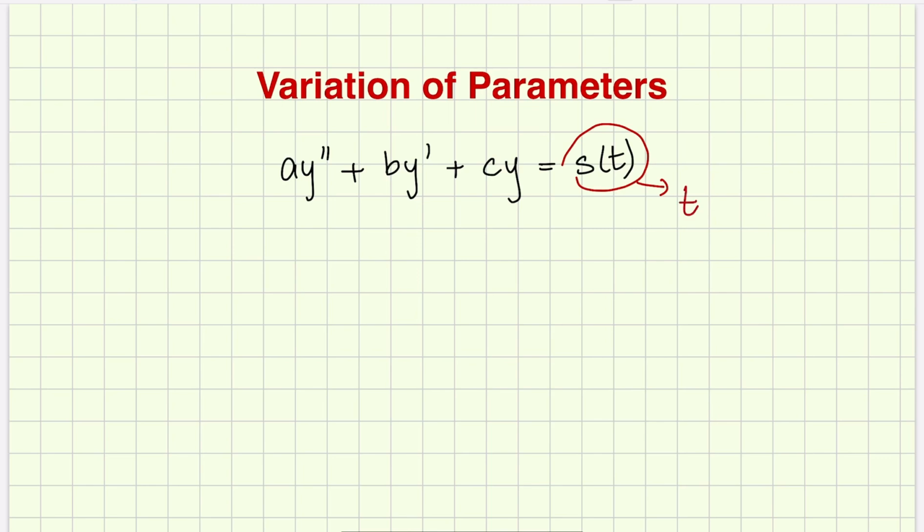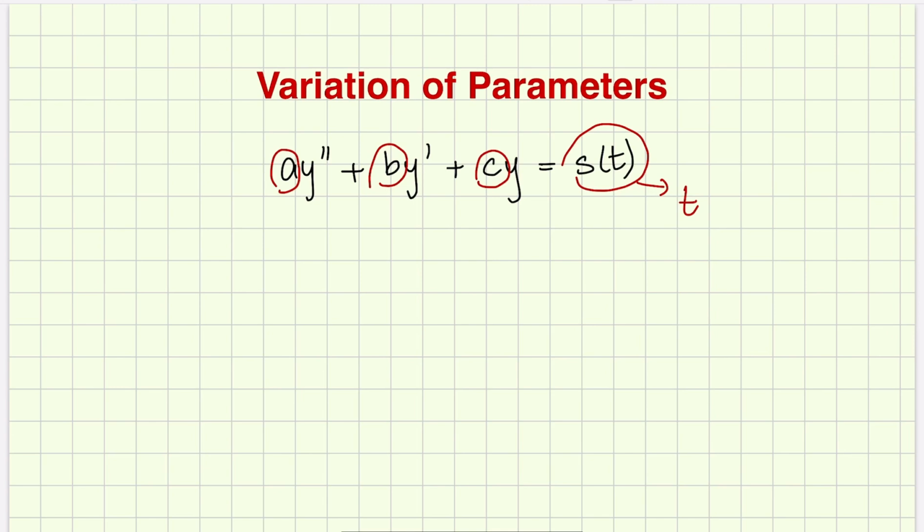Now to recall the definition of a non-homogeneous equation, which is an equation of the form a y double prime plus b y prime plus c y is equal to s of t, or a function. S of t is just a term consisting of only the independent variable here, which is t, and a, b, and c over here are just constants. For this video, we're going to deal with second order equations with only constant coefficients.